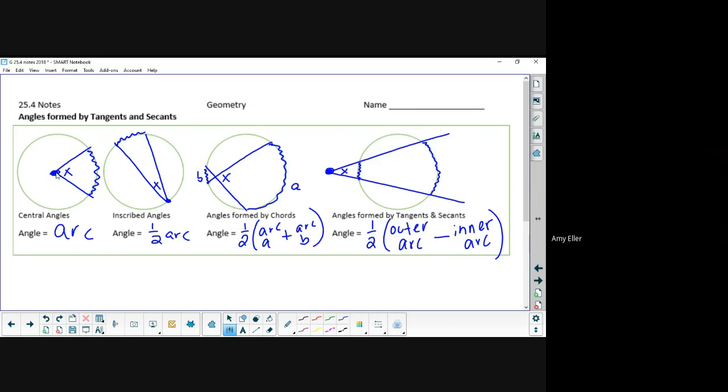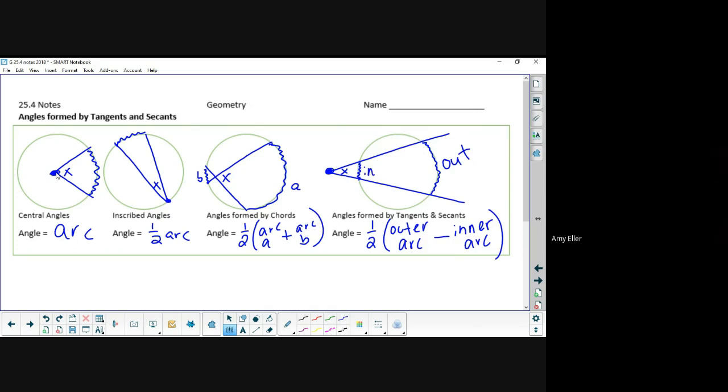Now just think of which would be outer and inner. Outer is like far out, like space, far out. Inner is close or in near you. So this one out here would be the outer arc, far out. And this would be your inner arc.